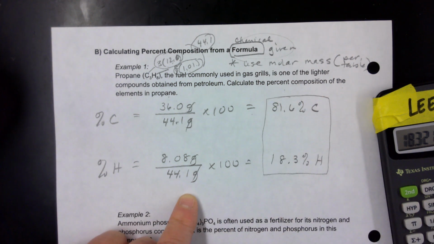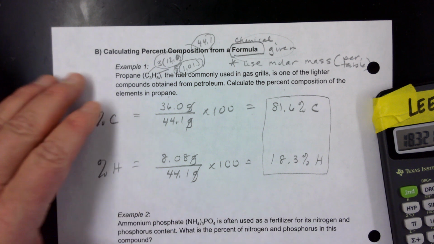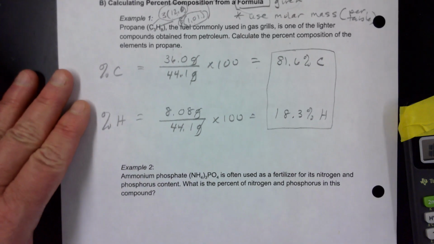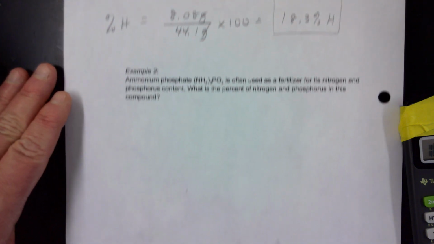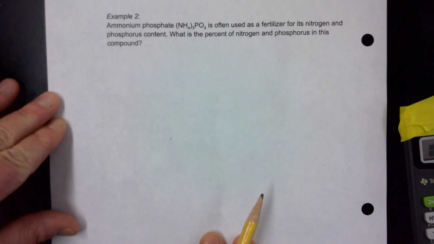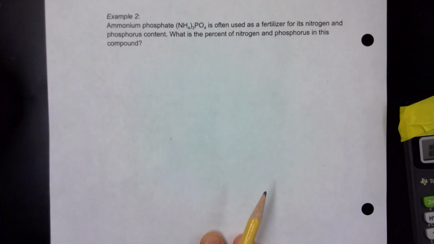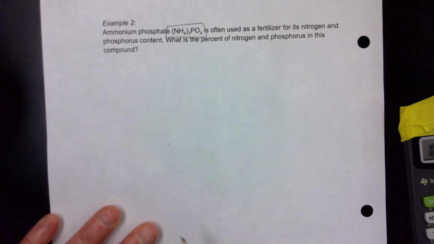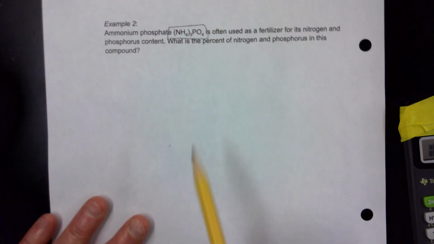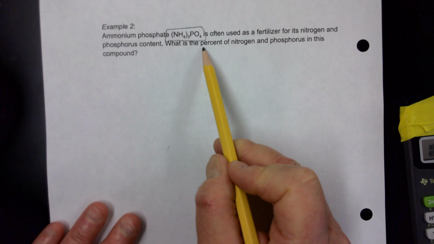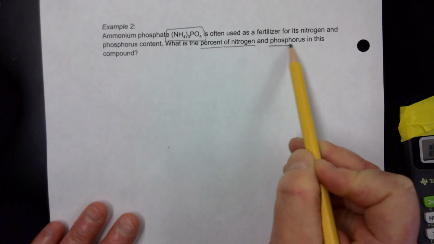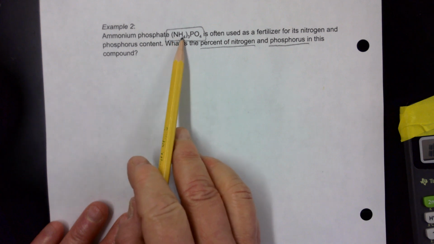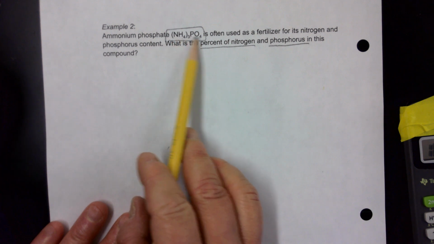There's some rounding differences that happen, but that's how you do the problems when you're not given masses, but you're only given a chemical formula. Okay, let's take a look at one more example here. Again, masses are not being given to you, just a chemical formula. And so notice that in this problem, I'm asking you to find the percent of nitrogen and the percent of phosphorus. So there's actually 4 elements here. There's nitrogen, there's hydrogen, there's phosphorus, and there's oxygen.